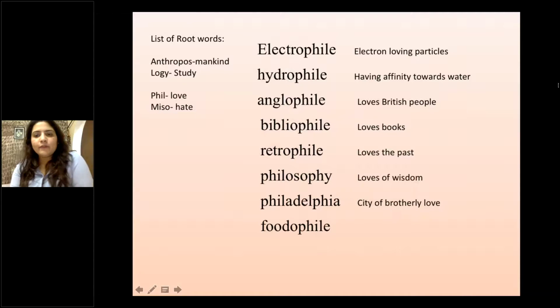Foodophile, very easy. Foodophile, everybody. Ria loves food. So you are a foodie. Okay. Somebody who loves food is a foodophile. A foodie who loves food like us. Okay, I'm sure everybody. What is eating aside? Obviously, food is when you're eating. What is food if you're not eating?